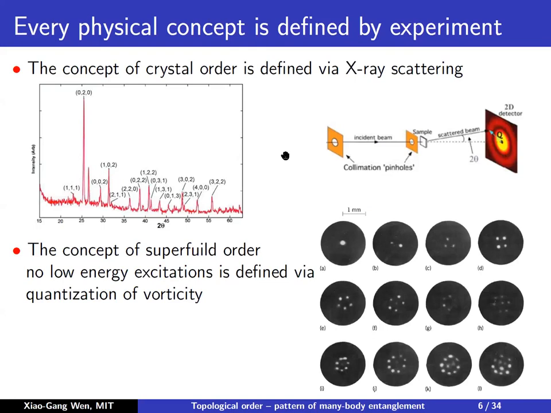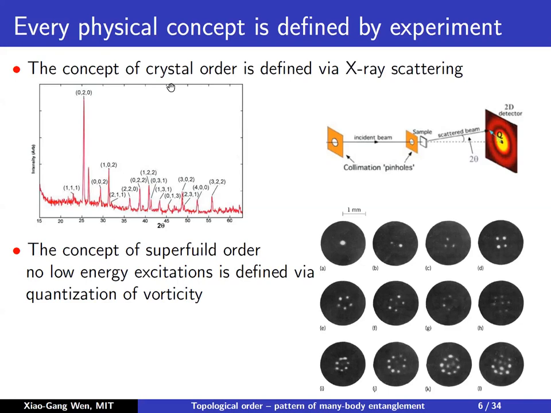The point is that in physics, every concept is defined by experiments. For example, the concept of Fermi statistics should be defined by experiments. So you may ask, which experiments define the concept of Fermi statistics? It's not like Fermi statistics is defined via anticommuting operators. That's mathematics, not experiment. To define Fermi statistics, we need to really design experiments.